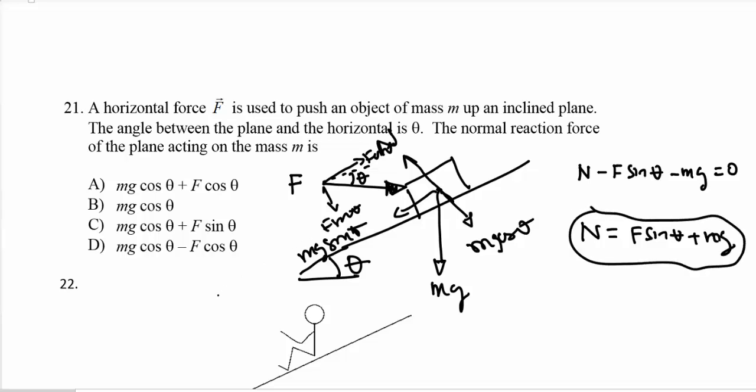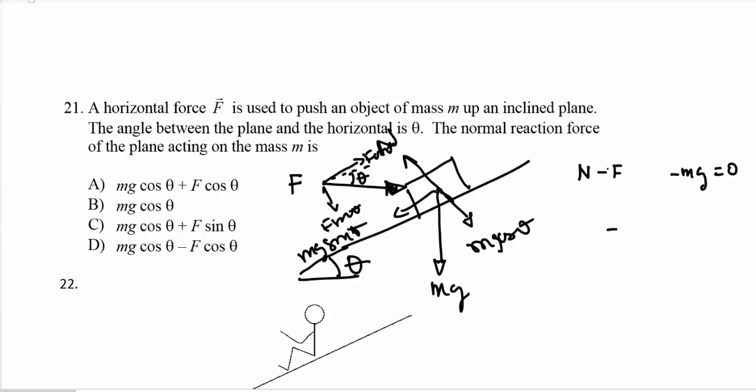F sine theta plus mg. Are we? Wait, why not? No, we are missing something. Wait, why is it mg? It's mg cosine theta. Yeah.